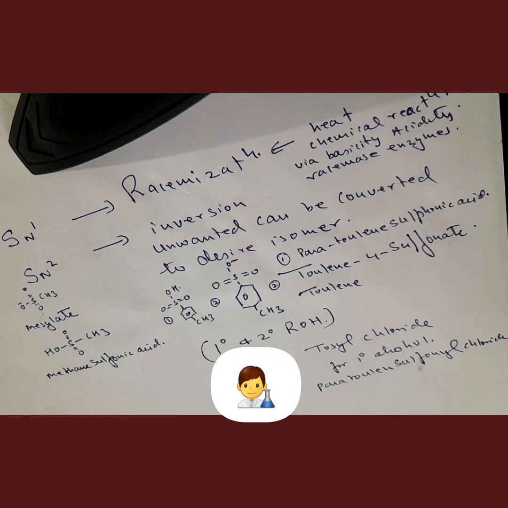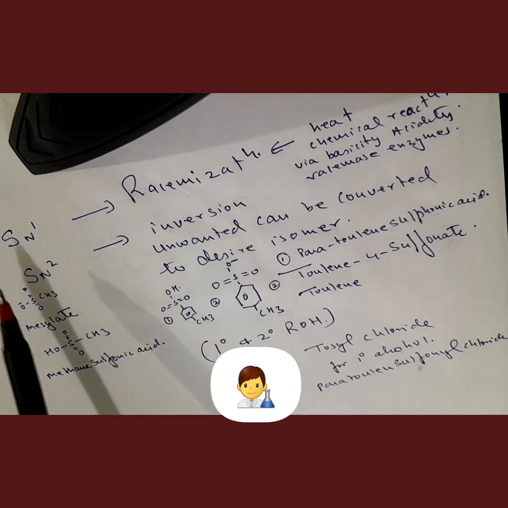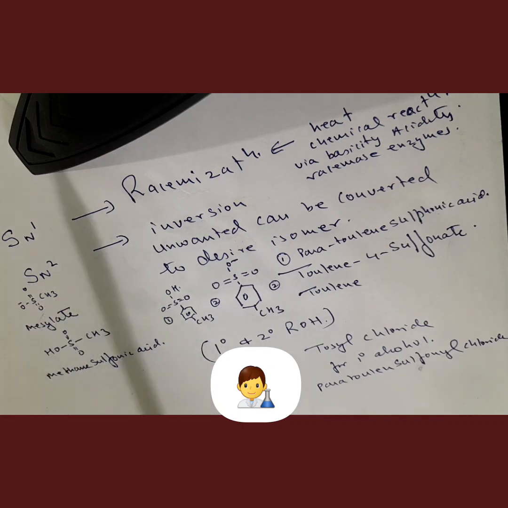Yes, there are. Like we have studied the SN1 mechanism and the SN2 mechanism, in the case of the SN1 mechanism the undesired isomer can be racemized. Racemization is what?